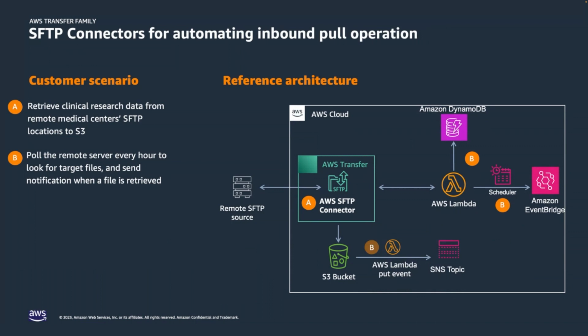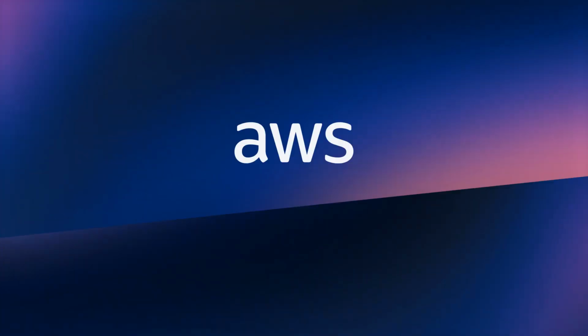In this customer's use case, it was desired that a notification be sent when a new file was staged. So an additional S3 event was configured to call a Lambda, which sent a notification to an SNS topic when a new file was written to the configured prefix.